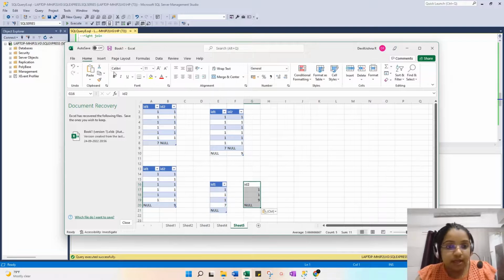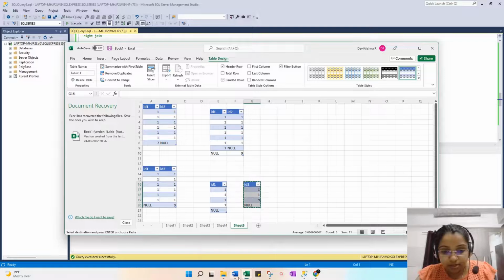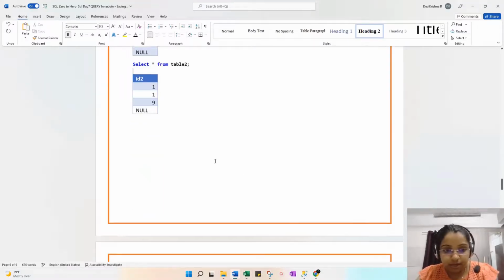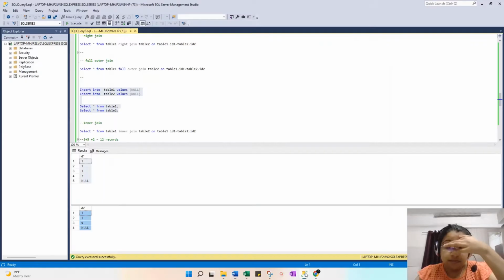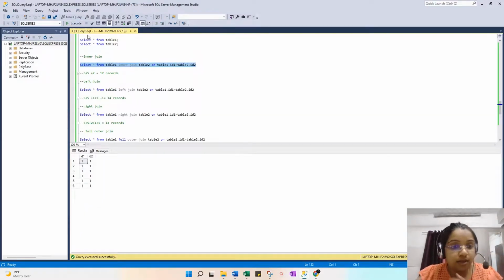Yeah, so we can use this one, right? Insert into the table and this one. So I am pasting this into my document. So this is the scenario right now. Then we are performing the inner join. If we perform the inner join, the null is not displaying. So total 3 plus 3, that means 6 records.